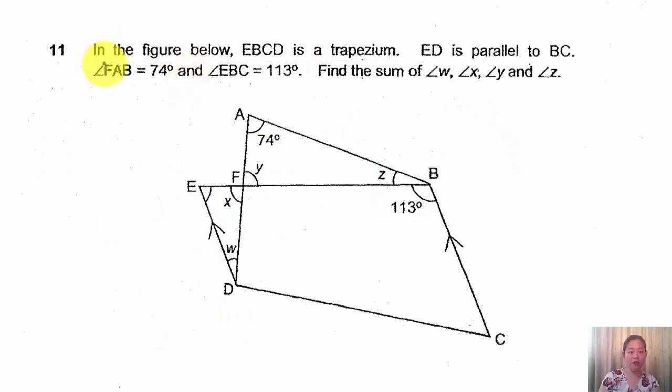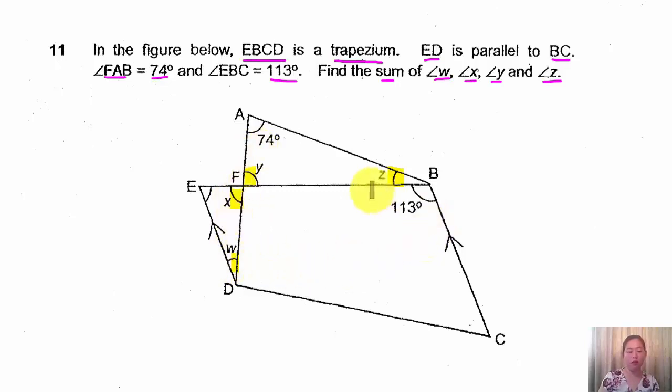Question 11. In the figure below, EBCD is a trapezium. ED is parallel to BC. Angle FAB is equal to 74 degrees, and angle EBC is equal to 113 degrees. Find the sum of angle W, angle X, angle Y, and angle Z. So, we are supposed to find all these angles, so a good idea would be to highlight them so that we can see where they are.